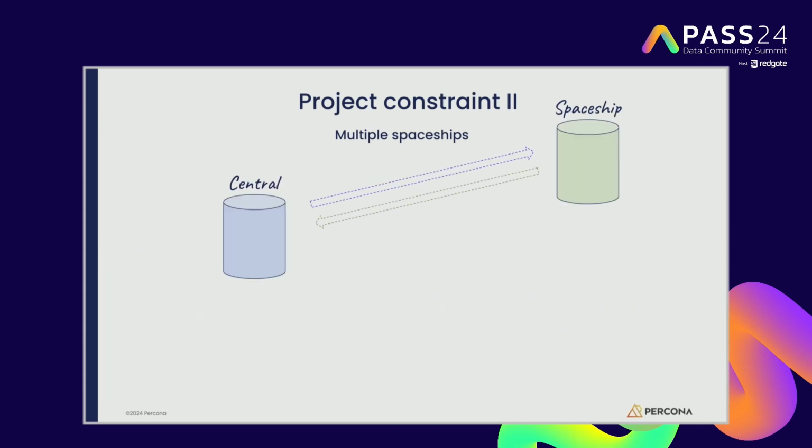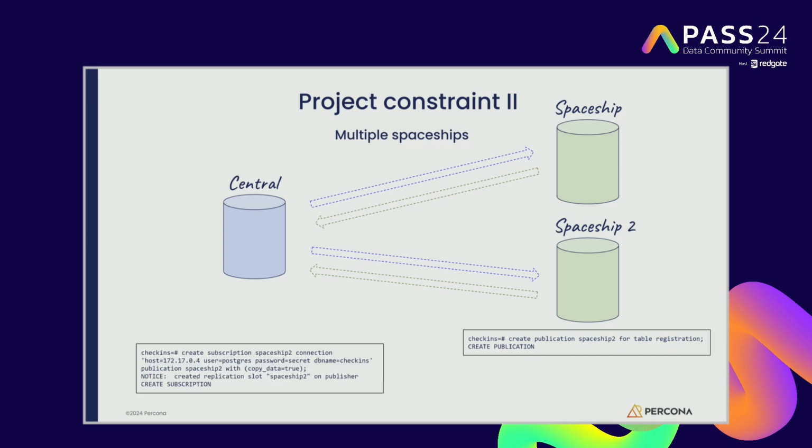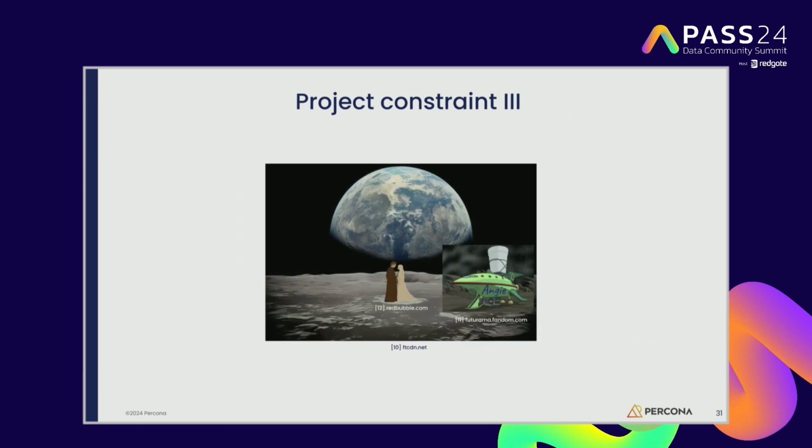And now I can just redo the central, I can just redo the replication bidirectionally on both sides, right? So spaceship to central, central to spaceship, spaceship 2 to central, and back to spaceship. So I'll now create a second publication for spaceship 2 here, and a subscription for it on central. Okay?